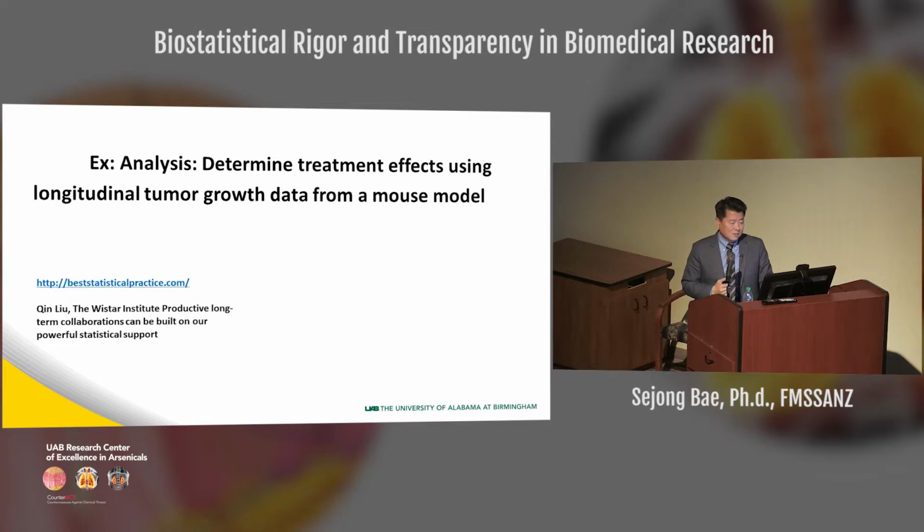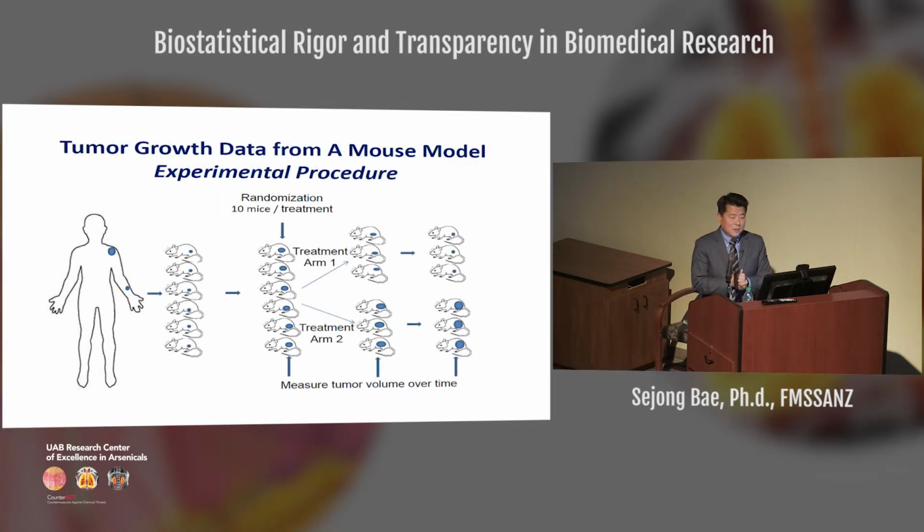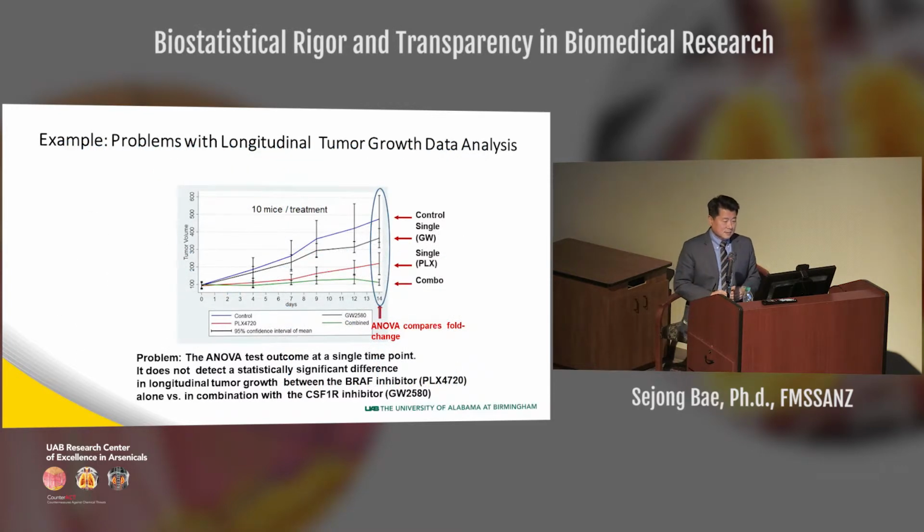This is a slide that I borrowed from Dr. Liu, who's at the Weinstein Institute Cancer Research, on determining the treatment effect using longitudinal tumor growth data from a mouse model. Here's the experimental procedure. They randomly assign the mice to 4 groups, 10 mice each, and then measure the tumor volume over time, at baseline, day 4, day 7, day 9, day 12, and day 14. Usually what you do is look at the ANOVA at each time point, right? That's the typical practice in the lab.